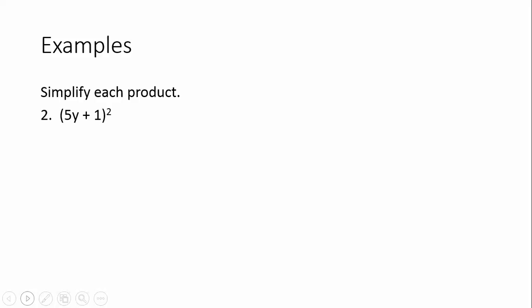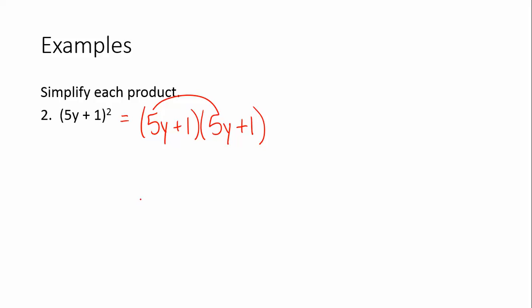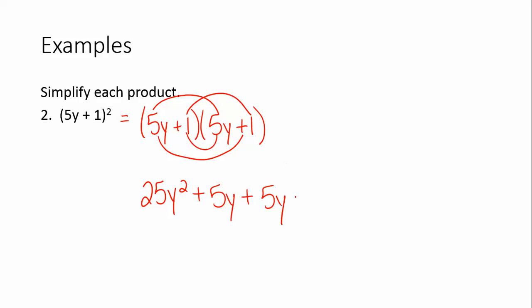Number 2, we have 5y plus 1 quantity squared. So remember again, that's two 5y plus 1s multiplied together. So we have 5y times 5y. Remember, multiply the coefficients, 25, and add the exponents, 25y squared. The outside term, 5y times 1, is 5y. The inside term, 1 times 5y, is also 5y. And then the last is 1 times 1, which is just 1. Again, we need to combine the two like terms to get 25y squared plus 10y plus 1.